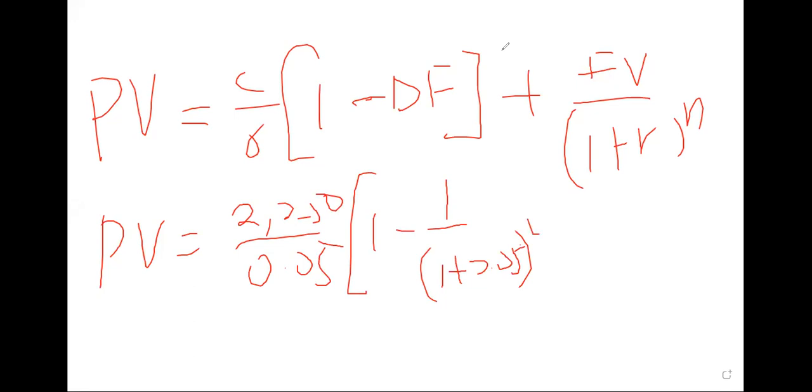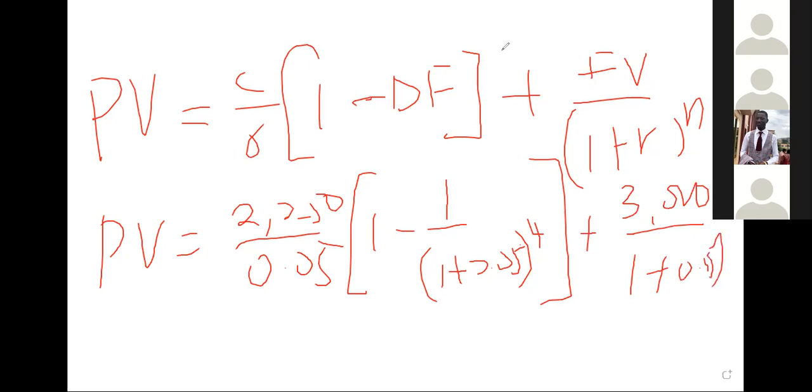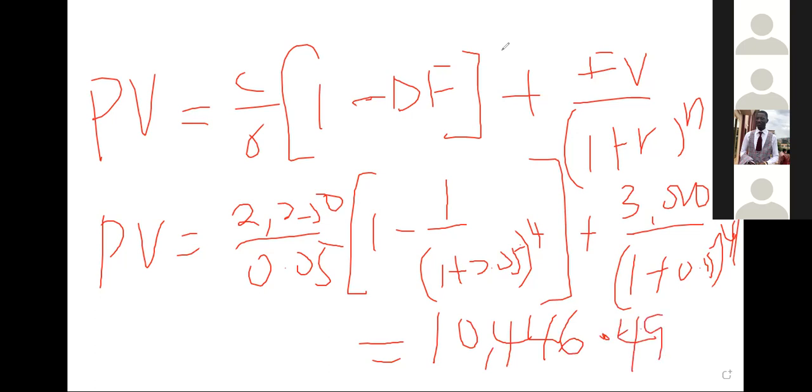Plus, what is the future value you receive in year 4? That big money. 3,000 over 1 plus the rate raised to the power 4, because it is year 4. And when you use the calculator, I'm pretty sure you get the same answers that they had. That was 10.46 something. You have seen where the mistake is. Yeah. Thank you very much. You're welcome.